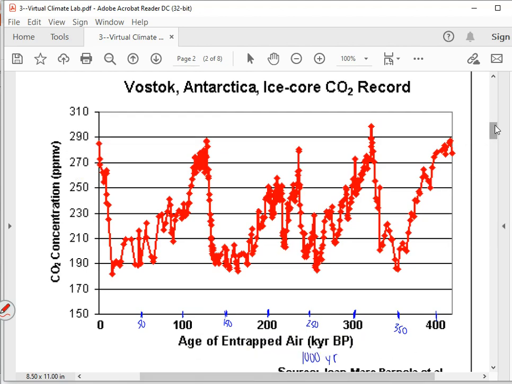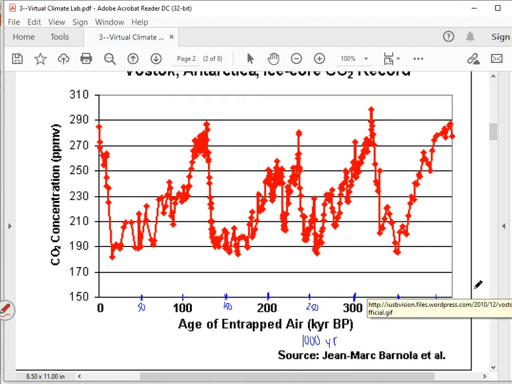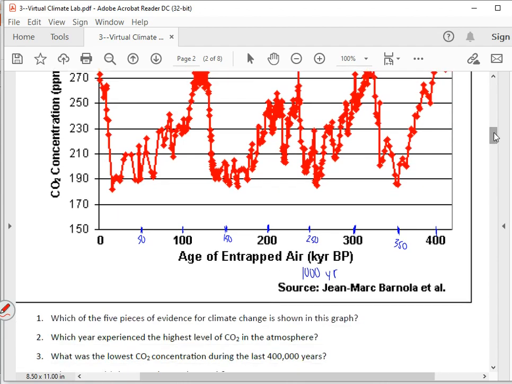And when we look at this graph here, it says on the x-axis, age of entrapped air, and then it says KYR, and I tried to make sure that most of you saw that. KYR stands for kilo year. So basically you have to add 1,000 behind each of these numbers. So it's 100,000, 200,000, 300,000, 400,000, okay? So when we answer these questions, we want to make sure that we include those values.